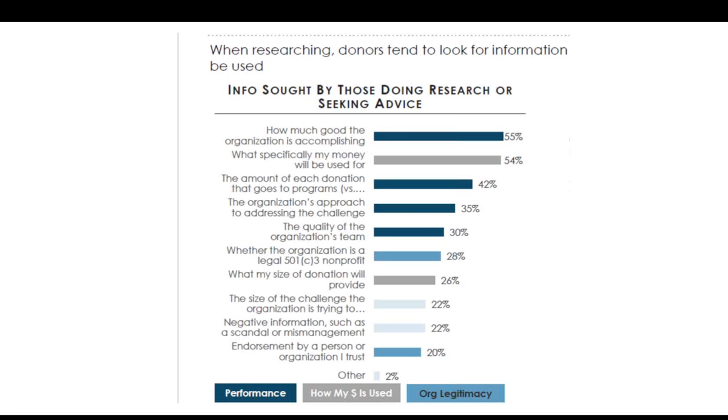So when individuals are doing research, these are some of the questions that they're seeking advice on. They want to know, how much good is the organization accomplishing? They want to know your track record. They want to know specifically what their money is being used for. So a lot of this is around just giving individuals a really clear idea of how their money is being used and what good that's going toward.